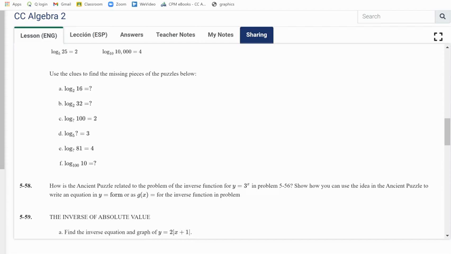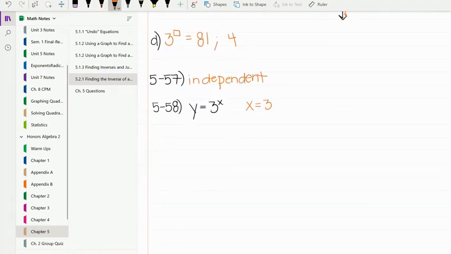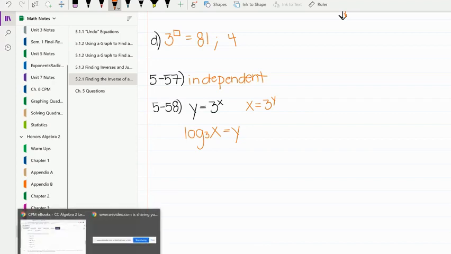So we want to show how we can use the idea of the ancient puzzle to write an equation in y equals form. We already know that we could write this as x equals 3 to the y, but that's not how we typically write them because it has to be in y equals form. So how we can write it is log base 3 of x equals y. And that's how we would say it. Log base 3 of x equals y. And that is the end of that section. So just go ahead and make sure if you need to rewind, pause, and then check your solutions.